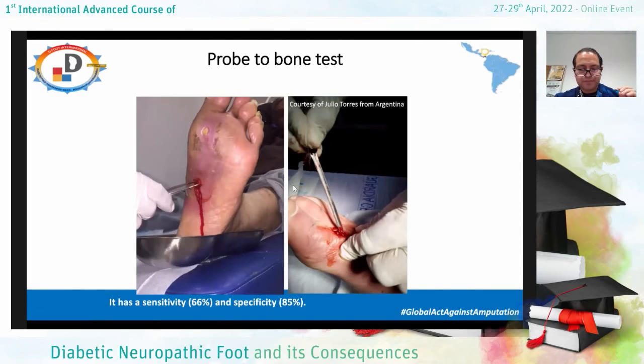Probe to bone test. The bone contact test, or probe to bone, has similar sensitivity and specificity to MRI and SPECT-CT, and is immediate and has no additional cost to the patients.